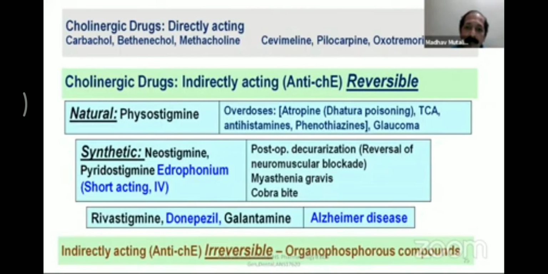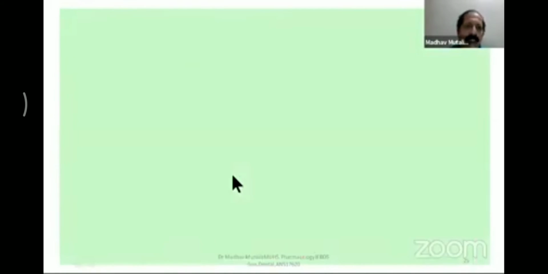Now I'm reminding you of the indirectly acting anticholinesterase drugs which are irreversible, which are organophosphorus compounds. And during your pharmacology, they have taught a lot about organophosphorus compound poisoning and how atropine is useful and how oximes are used. Everything you have done a lot, so I'm not going to discuss it. So I hope you have an overview of the drugs which act like acetylcholine on this page.